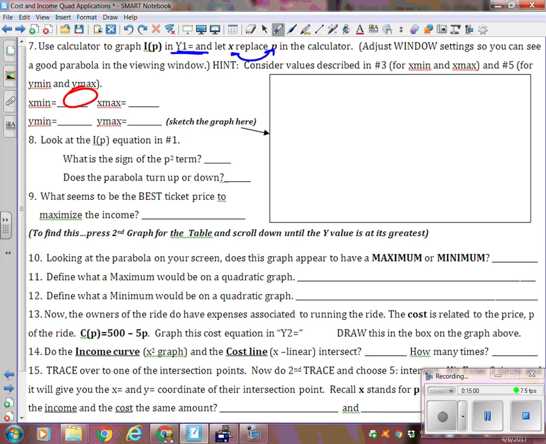0. What's the highest ticket price we figured out we could charge? 50. That's going to end up being my X minimum and my X maximum. Okay? What was the lowest amount of money we could make if we charged nothing? $0. What we figured out was the highest amount of money we could possibly make according to this model? $6.25. We're going to change our window settings to be those window settings.